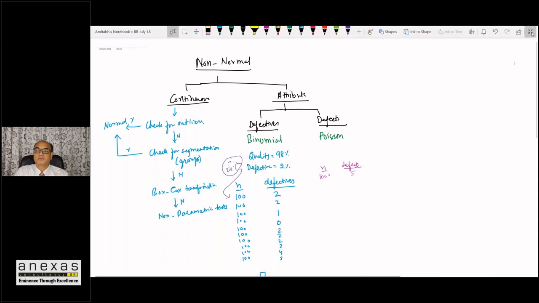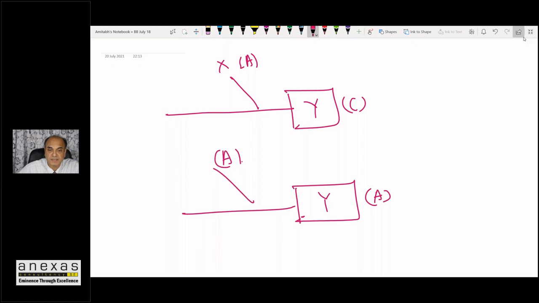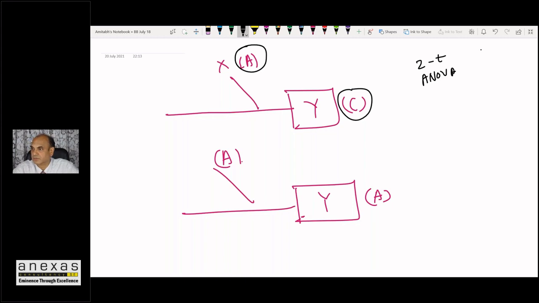So that was about dealing with non-normal data. Till now we have seen continuous and attribute data. And when I have continuous and attribute data, I will be using 2T or ANOVA or Mann-Whitney and Mood's median and the respective tools which I just saw.